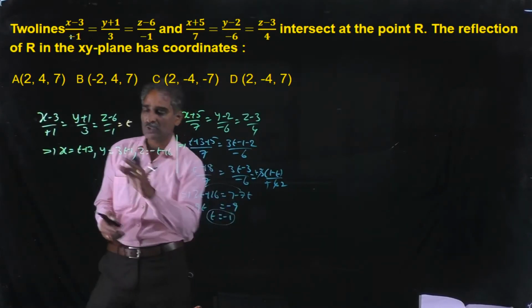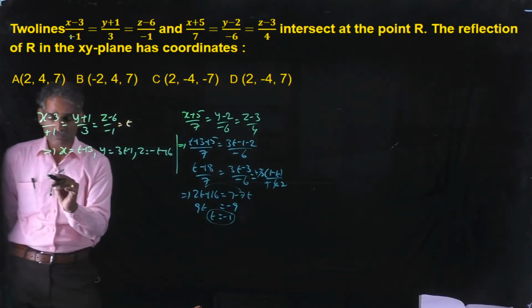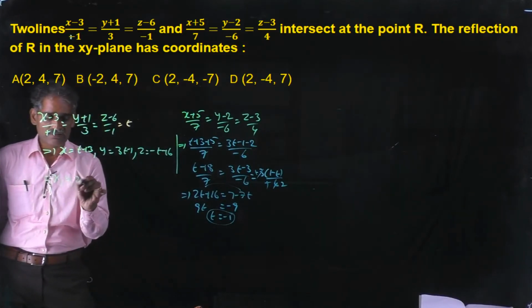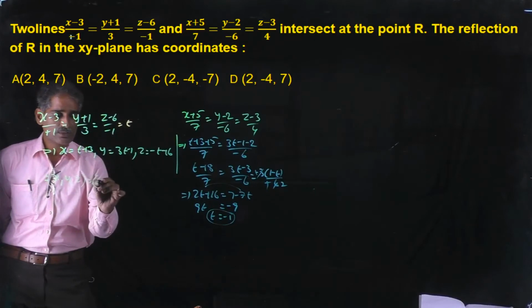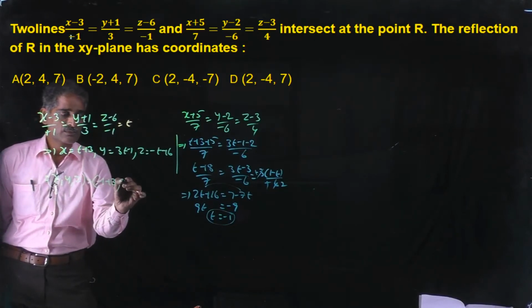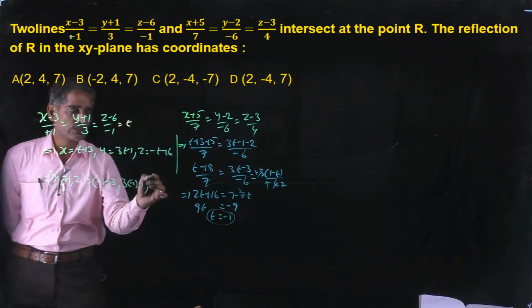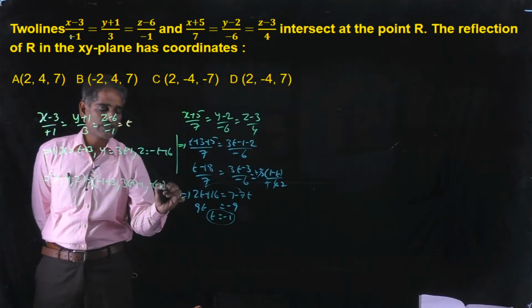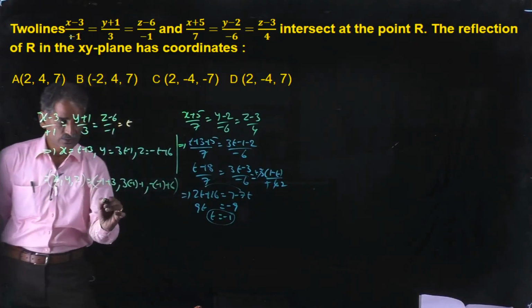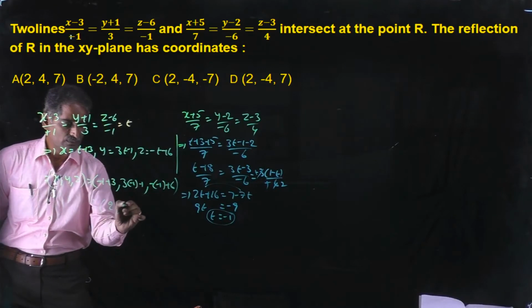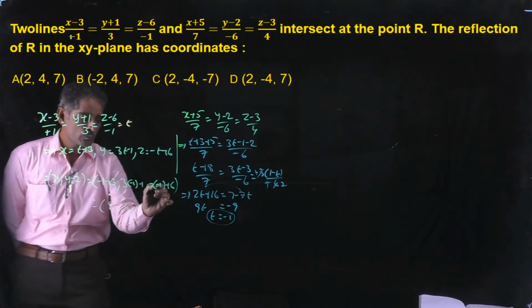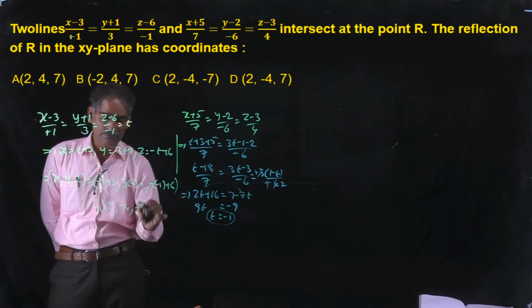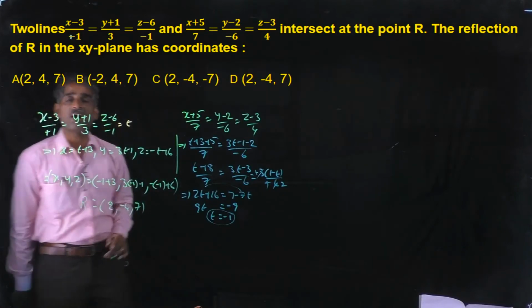Now substitute t equal to minus 1 here. Then we will get x, y, z is equal to minus 1 plus 3, 3 into minus 1 minus 1, minus of minus 1 plus 6. That is equal to 2 comma minus 4 comma 1 plus 6, that is 7. These are the coordinates of R.